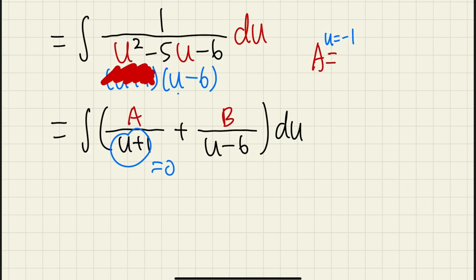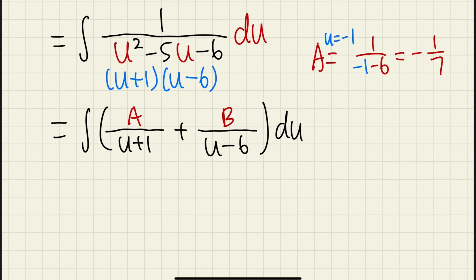And then we will have to plug that into here. So we get 1 because of this right here, over u, which is -1, and then minus 6. Work that out, we get -1/7. So this is the cover-up method to figure out the coefficient that we need for the partial fractions.